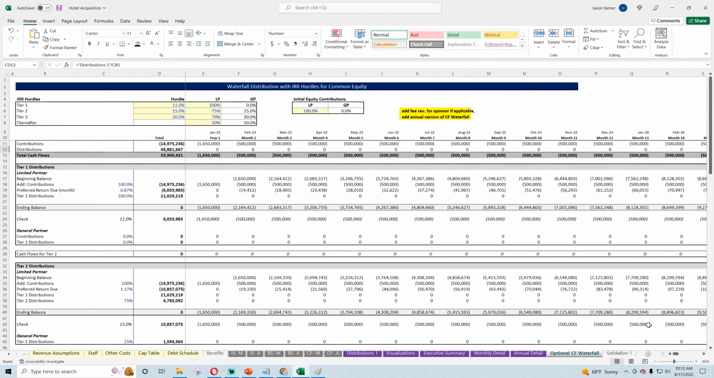So that's another reason why I'm going to do an annual version of this as well. So it'll be a little bit more digestible to see it that way, and the hurdles and stuff will work on a monthly IRR based on an annual rate defined.